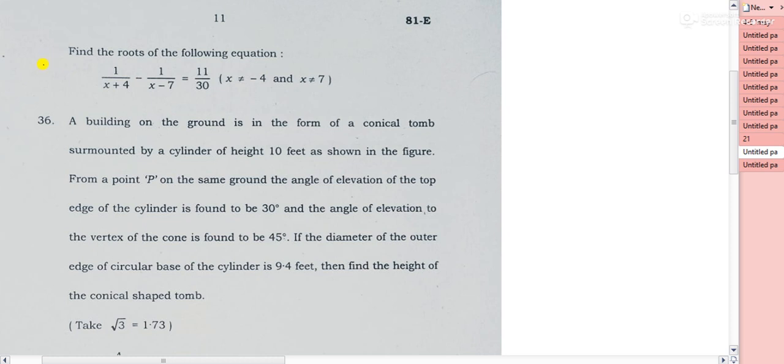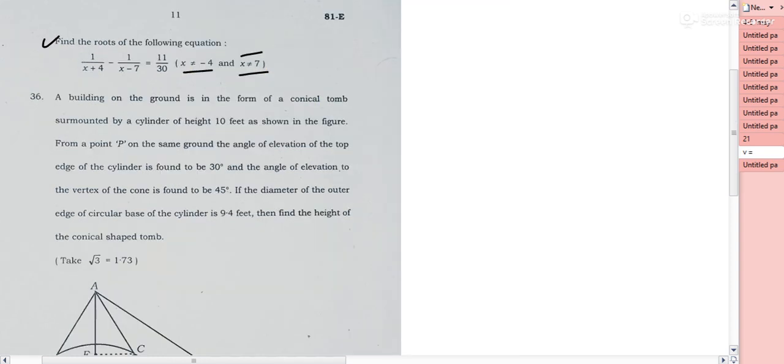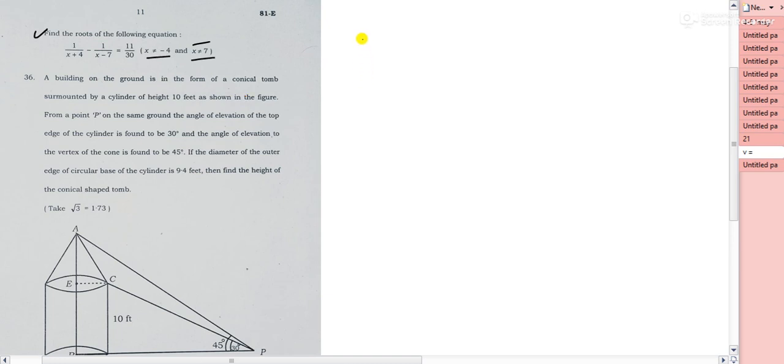So this is your OR question, right? They have given: find the roots of the following equation: 1 by x plus 4 minus 1 by x minus 7 equals 11 by 30, and x should not be equal to 4 and x should also not be equal to 7. So it's very simple, just take the LCM and solve. I will show you. You have to reduce this first, which is equal to 11 by 30.